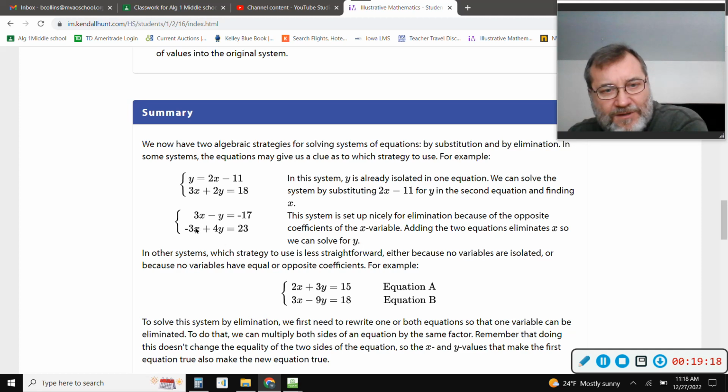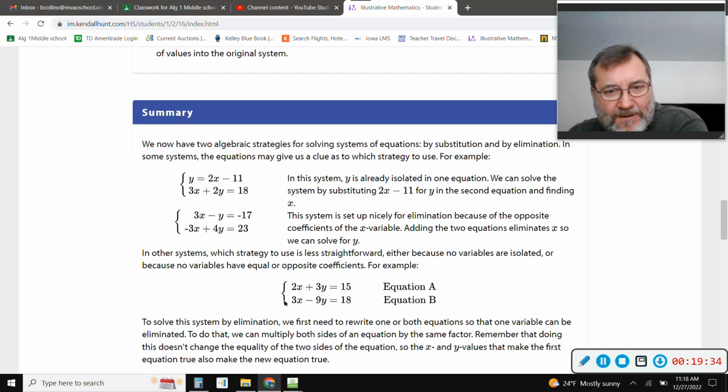And if you'll notice, you have these things lined up so that the 3x's will, if you add these, just simply go away. So this system's set up nicely for elimination because of opposite coefficients of the x variable. Adding the two equations eliminates the x, and you can solve for y.